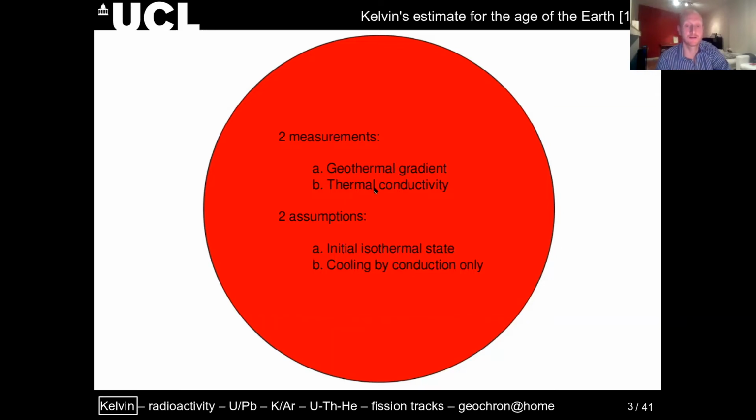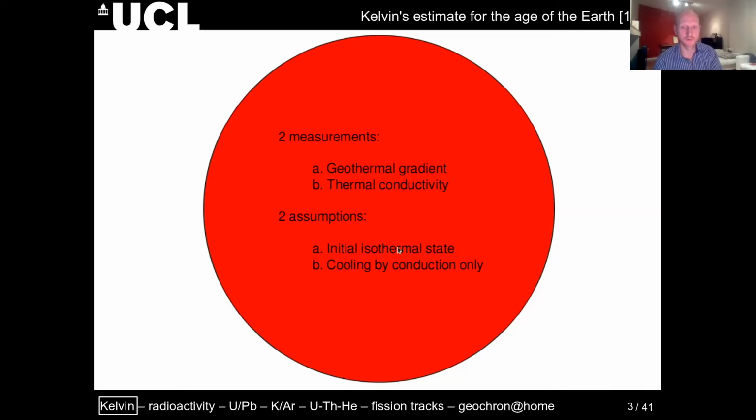The second measurement was the thermal conductivity, which people could also measure in the 19th century. It's a property of solids. Their ability to conduct heat could be measured in rocks at the surface and in the coal mines. So by taking these two numbers and combining that with two assumptions, he could calculate the age of the Earth.